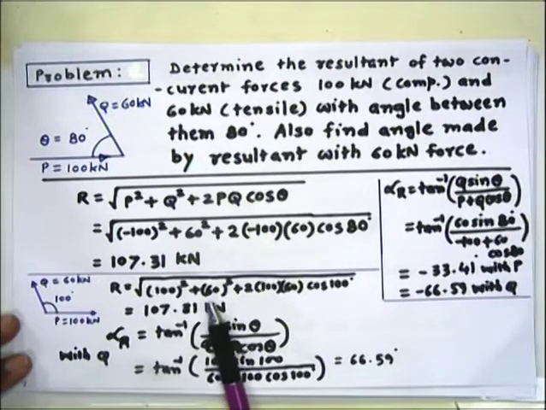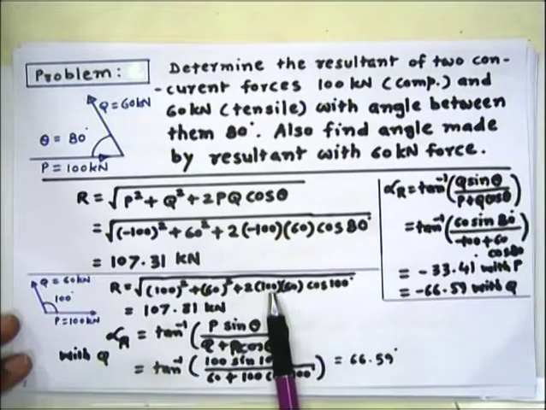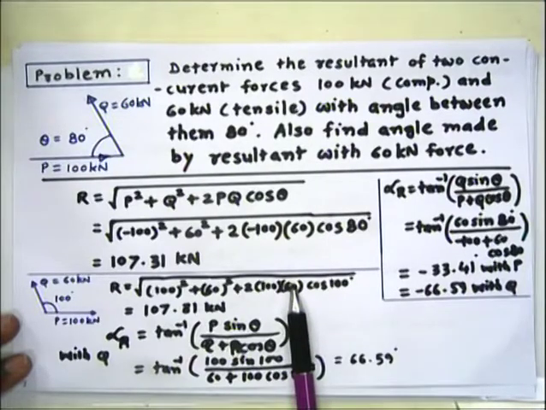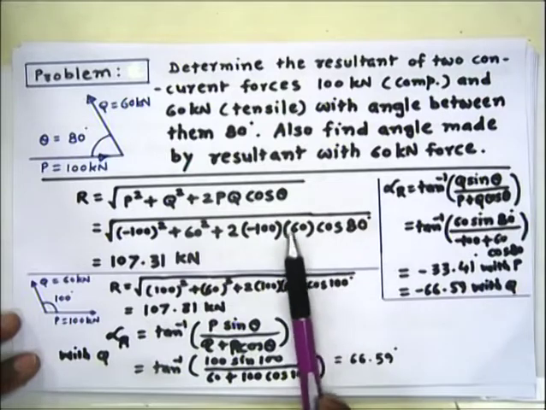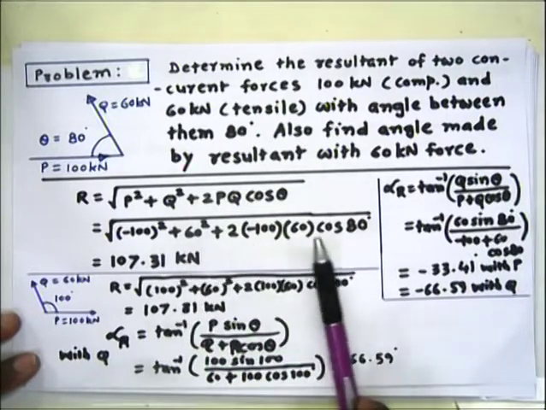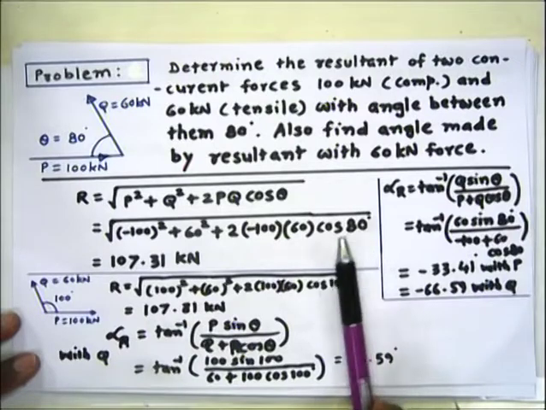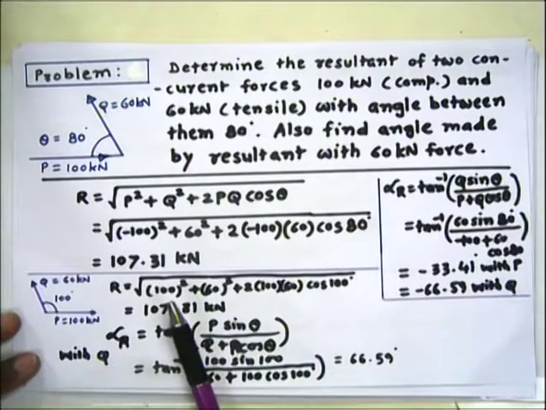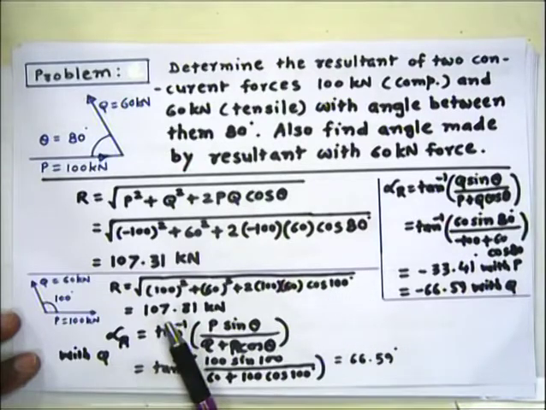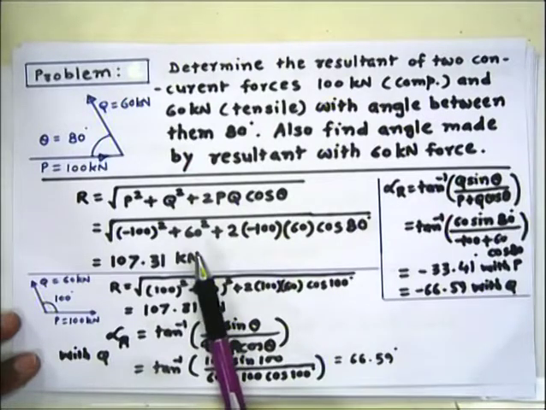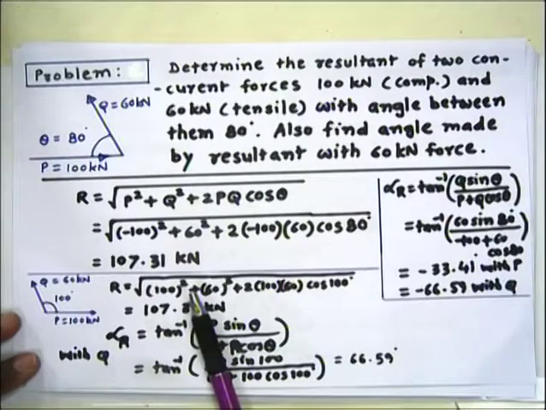So 100 square plus 60 square plus 2, P means 100, Q that is 60, and angle is now 100 degree. So here, in the previous case we have taken P as minus and the angle as given between them, while here we have converted that force into the tensile force, and the changed angle we are writing as 100. Calculating this value, we will get 107.31, which was the same value in the previous case also. So in doing so, there will not be any change in the value of the resultant force.